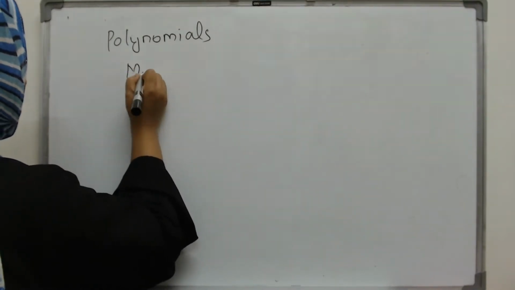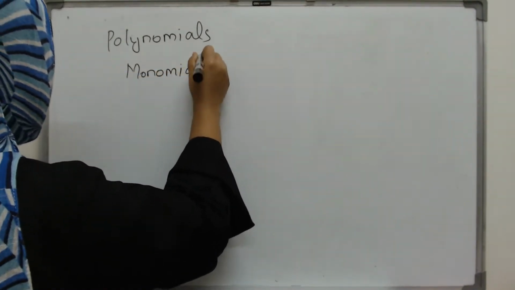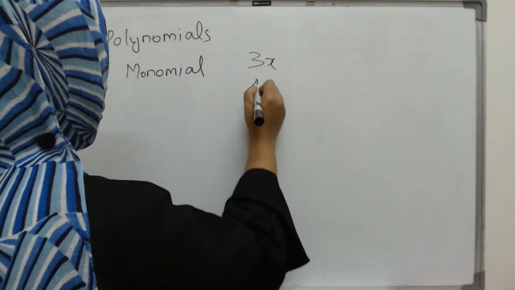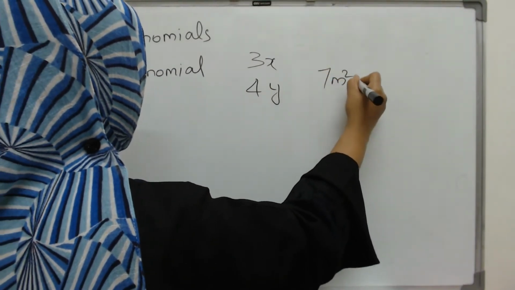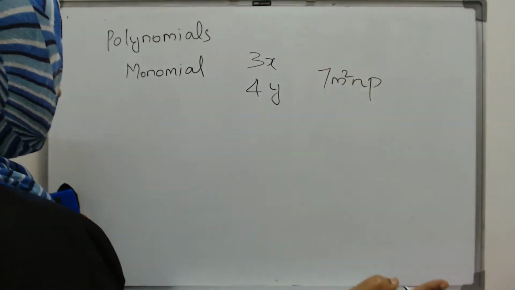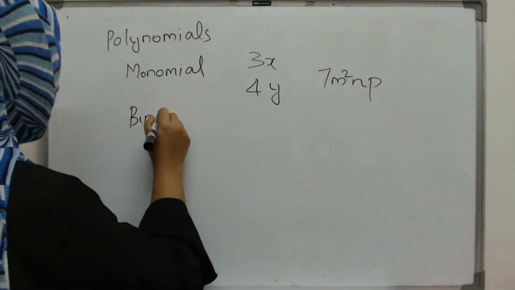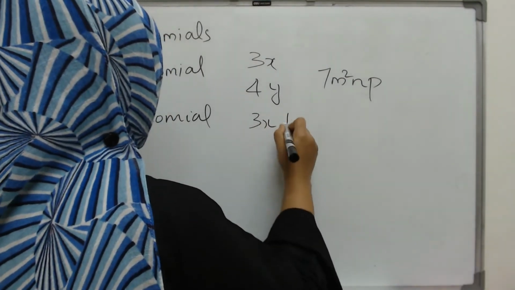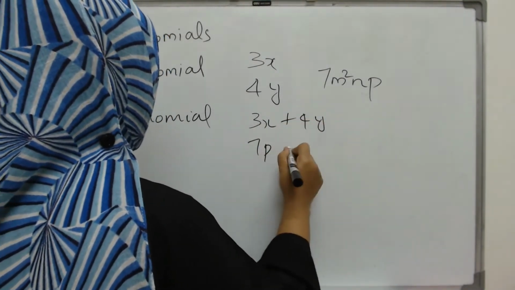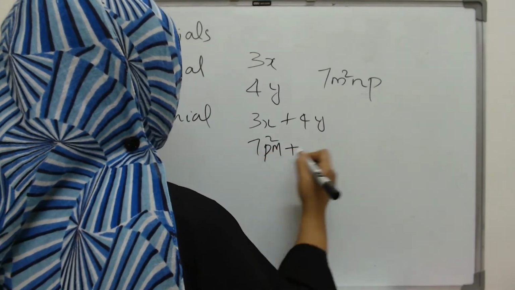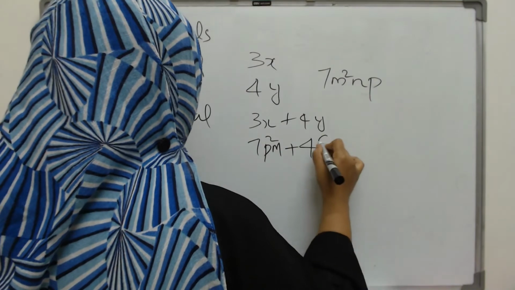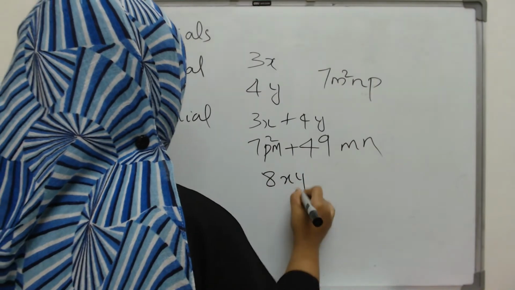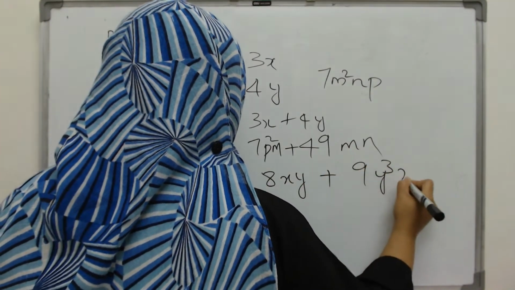A monomial, which means a polynomial of just one term. 3x, 4y, 7m square np, just one term. Next, we learn about binomials, which are algebraic expressions with two terms. 3x plus 4y, 7p plus 7p square m, 7p square m plus 49 mn and 8xy plus 9y cube x cube.